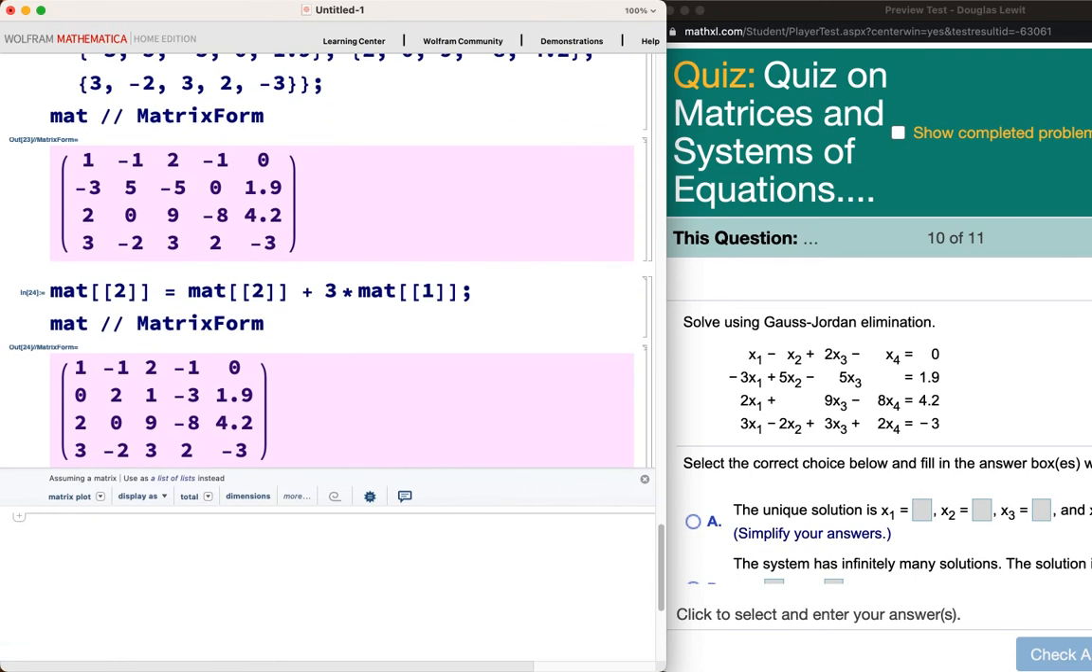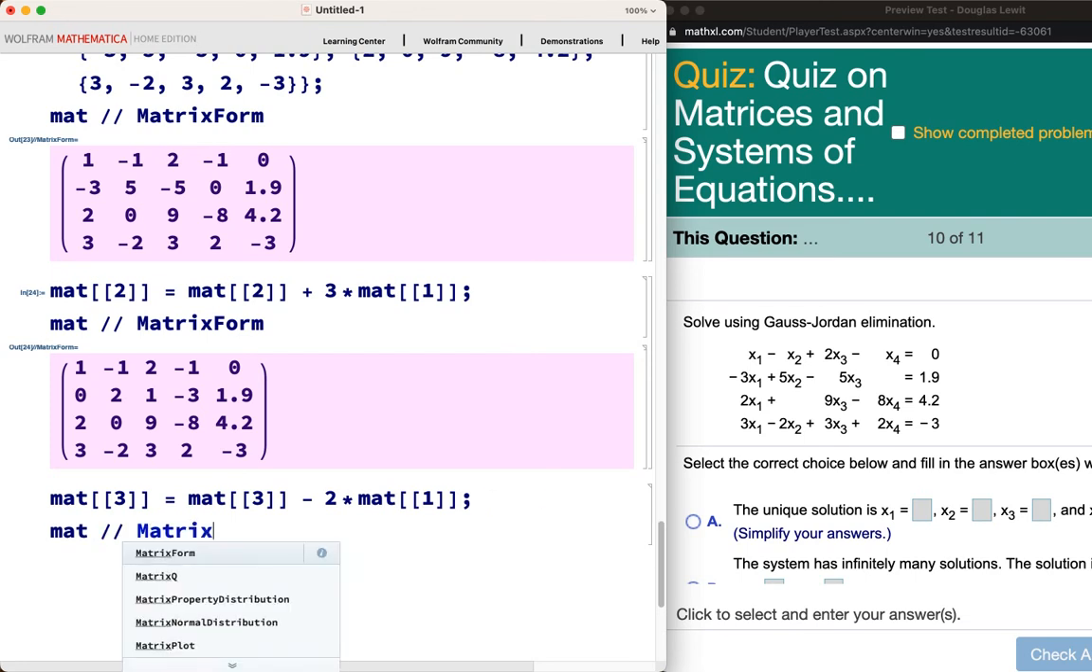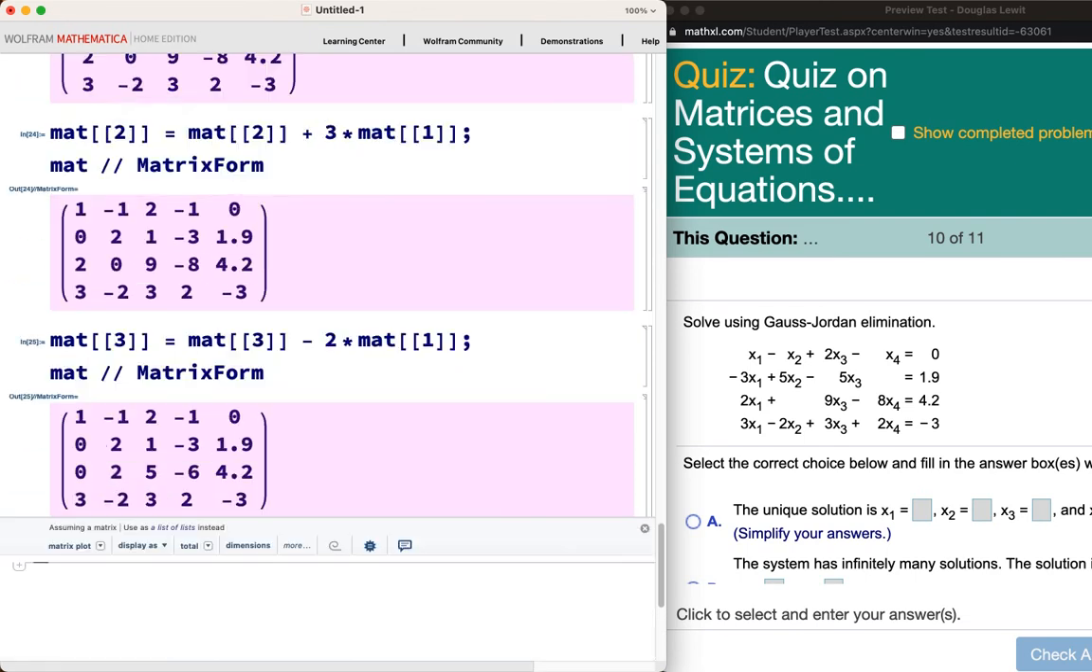Okay, and let's change the third row. The third row of the matrix is going to be the third row of the matrix minus 2 times the first row of the matrix. Let me make sure. Hold on one second. Yeah, we're fine. So that's the result. And that 3 has to get changed into a 0.